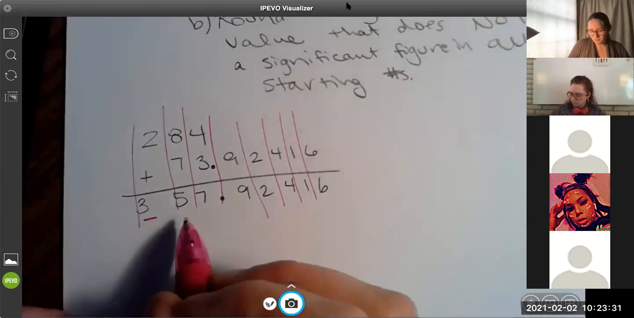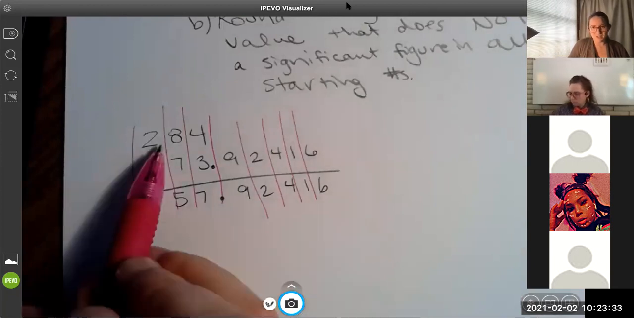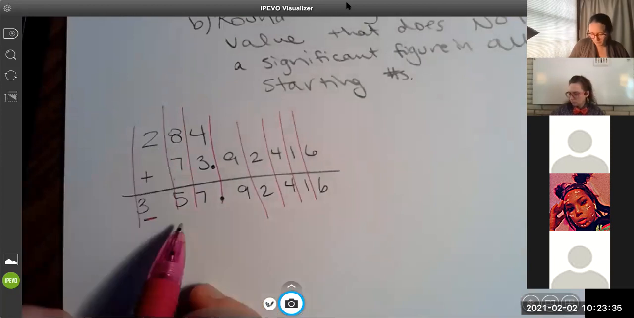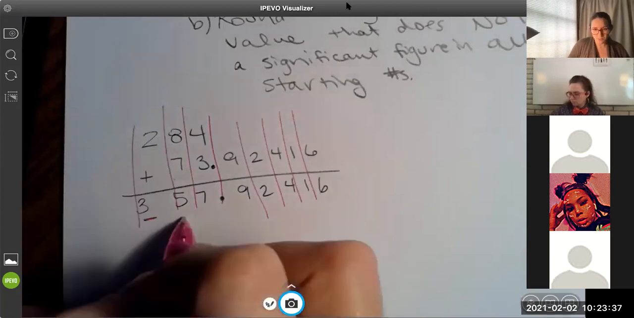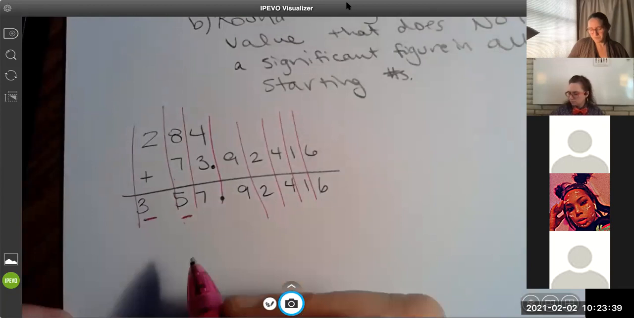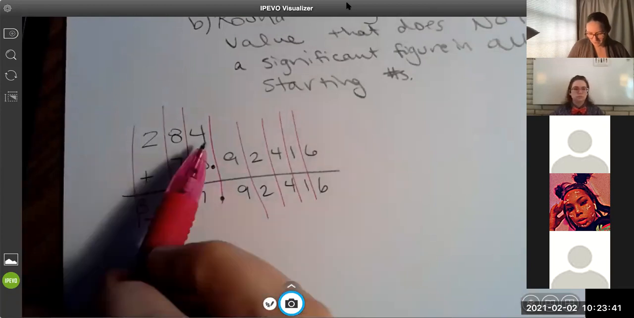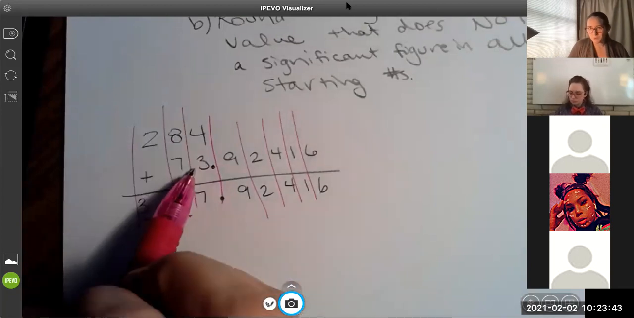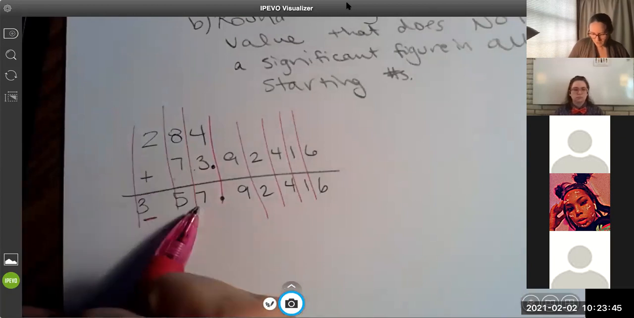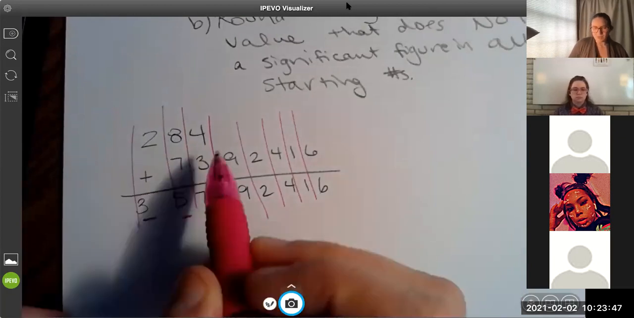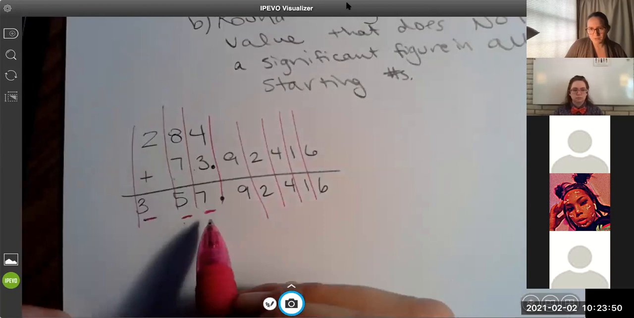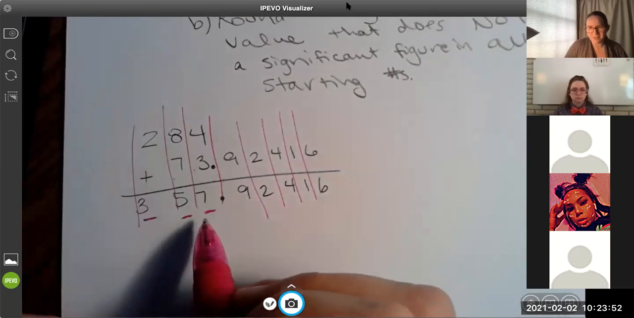In your tens place, that's a significant number. We'll keep your answer in the tens place. Move to your ones place. Here you've got a 4 plus 3. Those are both significant numbers, equals 7. We have significant numbers in all of the starting numbers in the ones place, so we will keep the ones place in the answer.